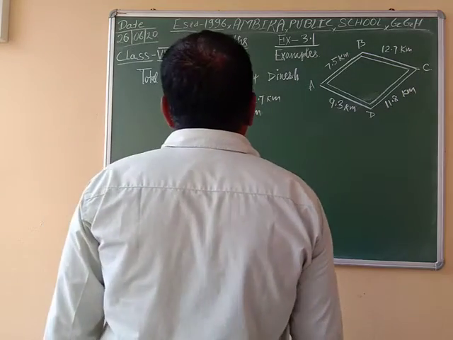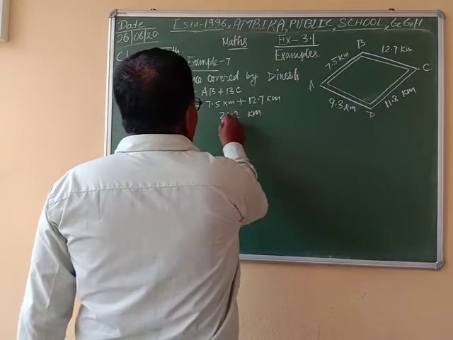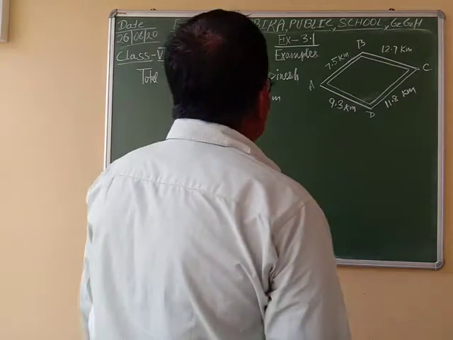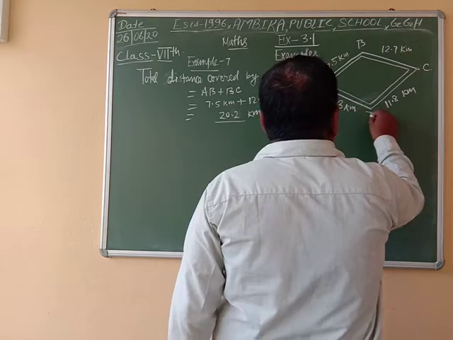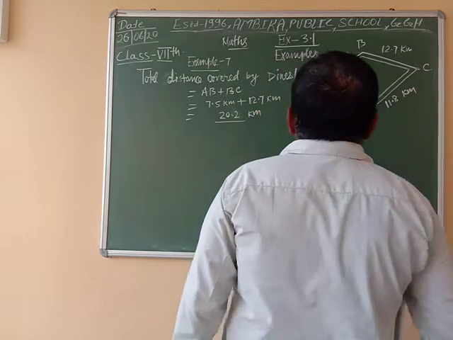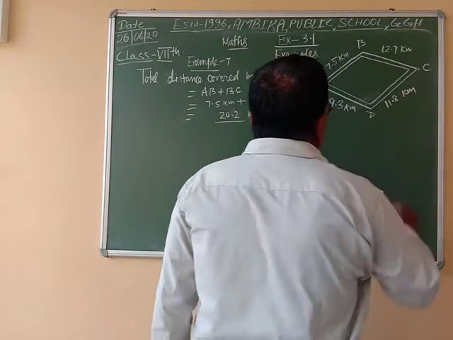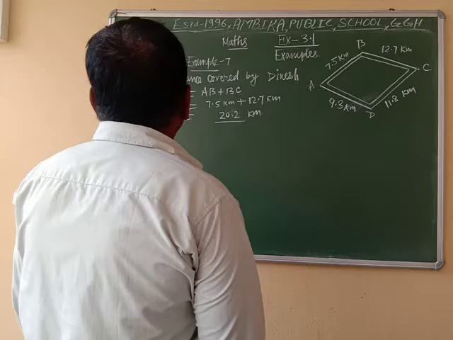4 times 5, 12, and 7 plus 10, equal to 20.2 kilometer. Now Ayub goes from A to D, and after that he goes from D to C. AD distance is given 9.3 kilometer and DC distance is given 11.8 kilometer.